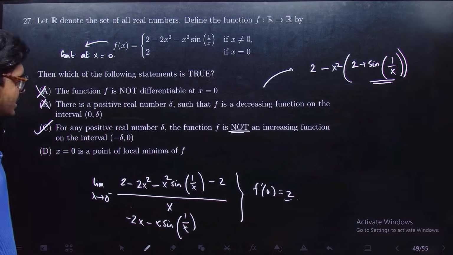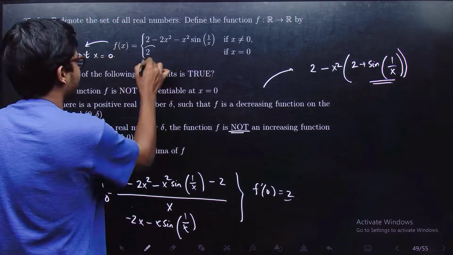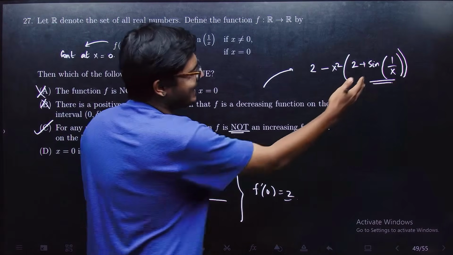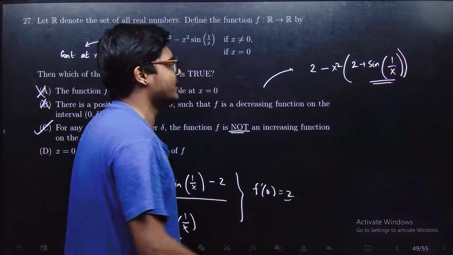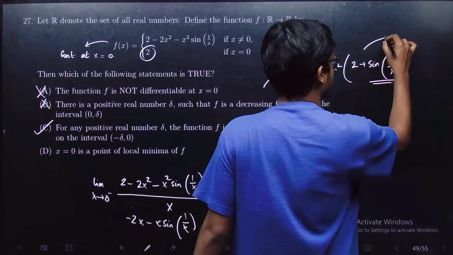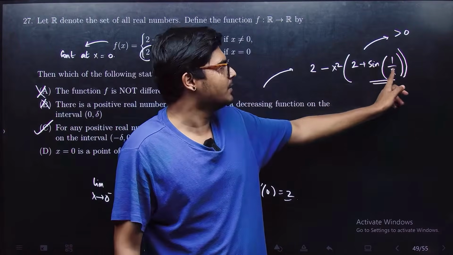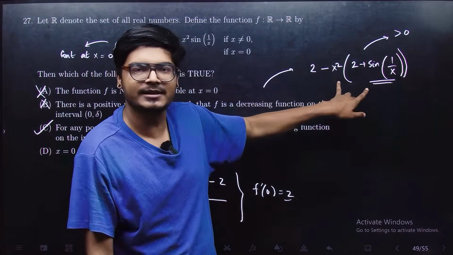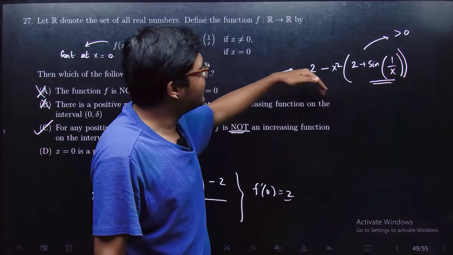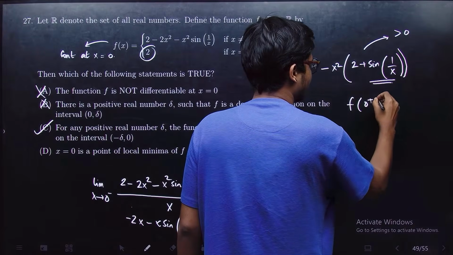Option D: x equal to 0 is a point of local minima of f. So what is the value at 0? It's equal to 2, right? Now if I look slightly towards the left-hand side, you can see that it's 2 minus some quantity. Now see, this part is going to be positive, because sine is bounded by 1 and minus 1. So x squared times (2 plus sine 1 by x) is a positive quantity. So you are subtracting something from it, so it's going to be less than 2 for both 0 plus and 0 minus, right?